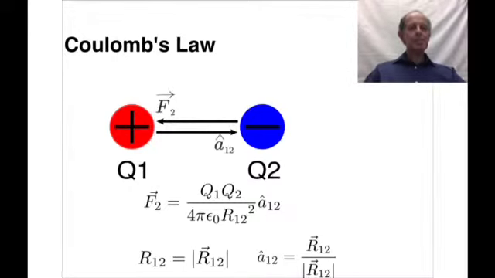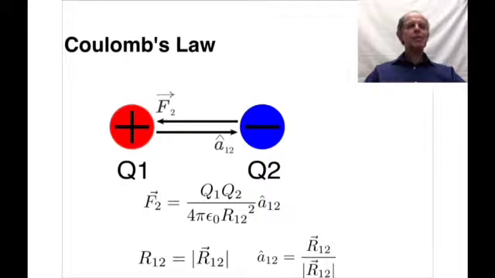Here we have it in a little more descriptive detail. We again have Coulomb's law, as you can see, F2, the product of the charges, divided by 4 pi epsilon naught R12 squared times the unit vector A hat 12. R12 is the magnitude of the vector R12 as indicated below, and the unit vector is the R12 vector divided by its magnitude. That defines the attractive force F2.